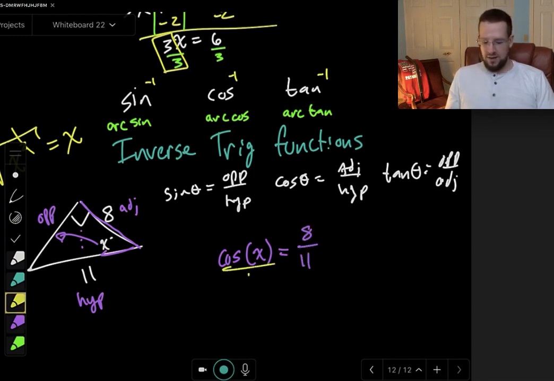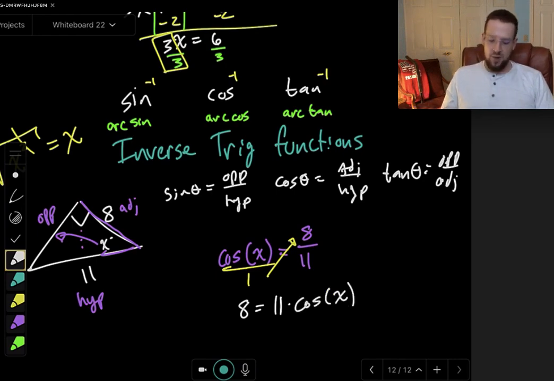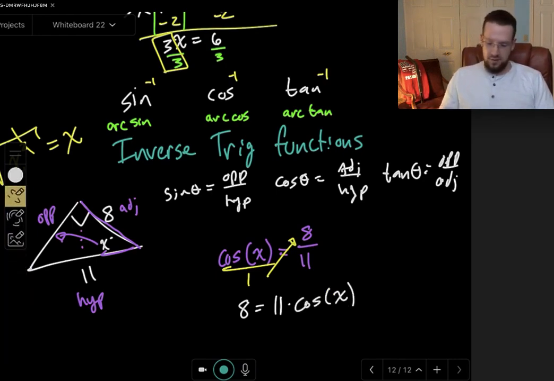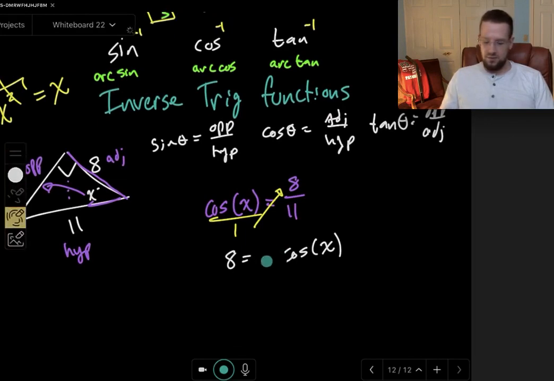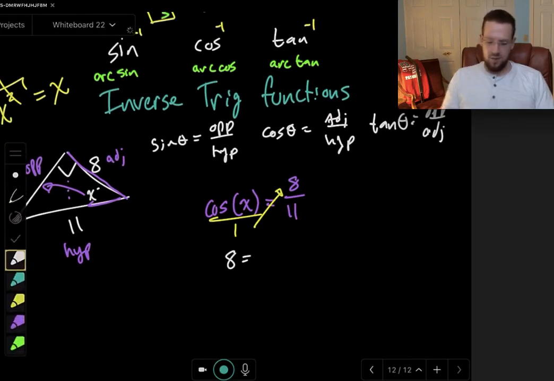And again, this is a number. We don't know what number it is, but we know that it is a number, and so we can cross multiply. 8 times 1 is 8. Cosine of x times 11. Now, why is this important? Actually, let me restructure this. This might be more helpful to see it like this. I'm just going to give a little space here: 11 times the cosine of x.